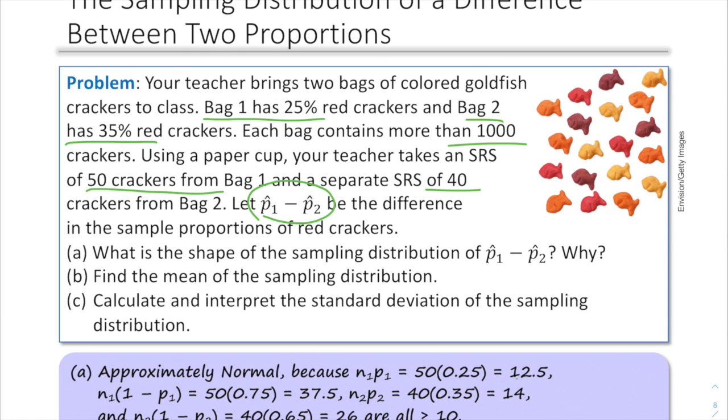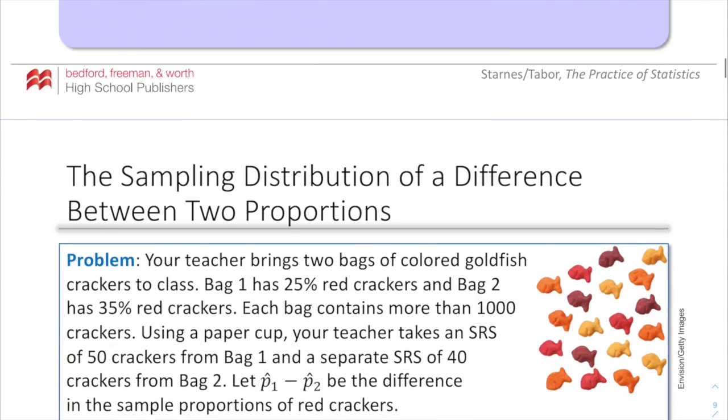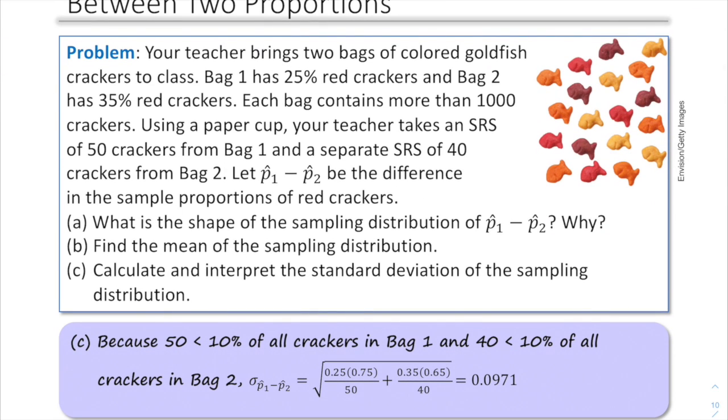So the shape is normal because we check that all are greater than or equal to 10. The mean is just the difference of the 25% and 35% that were given. So we have a negative 0.10. And then we check the 10% condition for both bags. They both check out, so we can use that formula to find the variability.